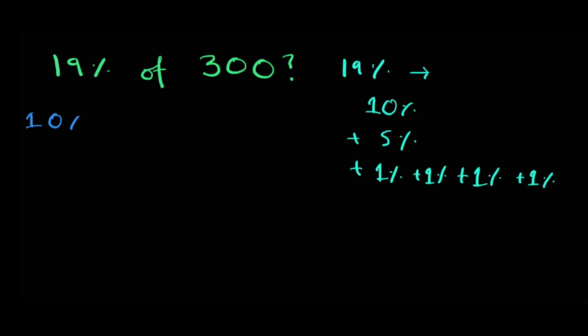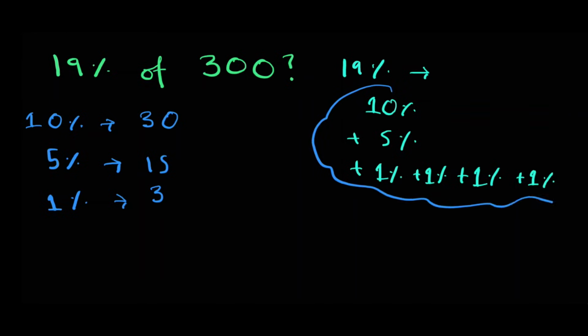10% of 300 is 30, because you move the decimal point one place to the left. 5% is just half of 30, so 15. And 1% of 300 is 3, because you move the decimal point 2 places to the left.